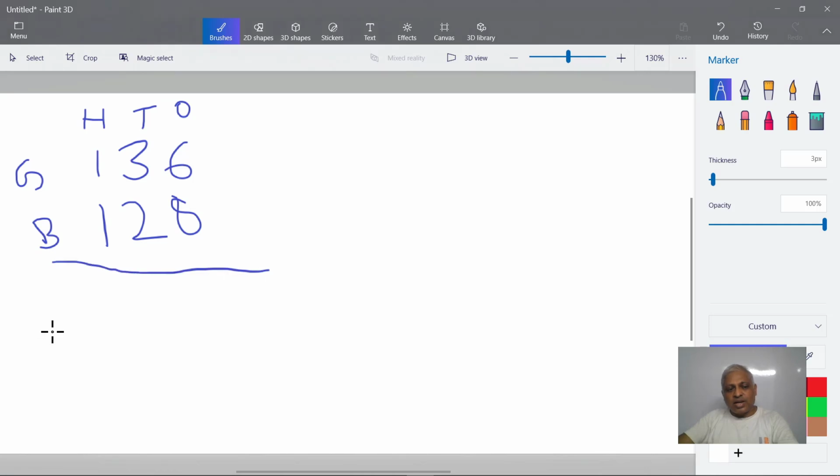Let us add these two. So the addition is simple. It can be 2 digit, 3 digit, or multiple digits as well. You always start the addition from ones. 6 plus 8 is how much? 14.